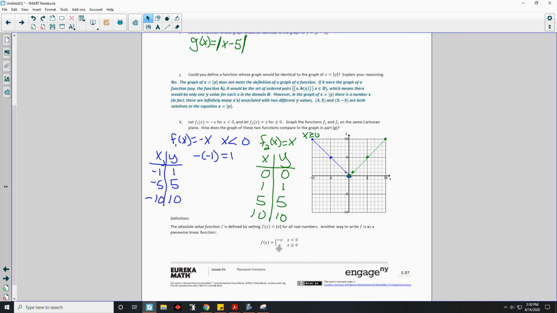And then f of x equals x for x greater than or equal to 0. That's just a line with a slope of 1, y-intercept of 0, positive. And that's the green line. So an absolute value function is really a piecewise function of two linear equations that come together at the vertex.